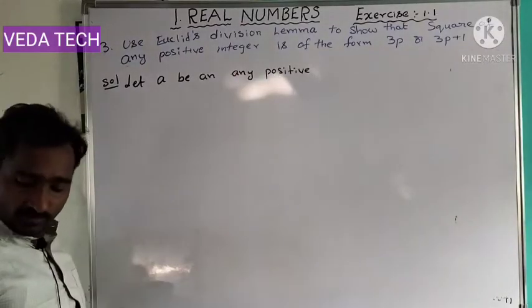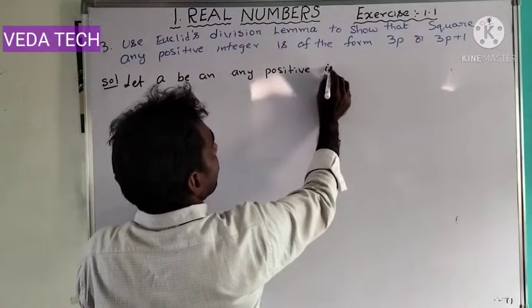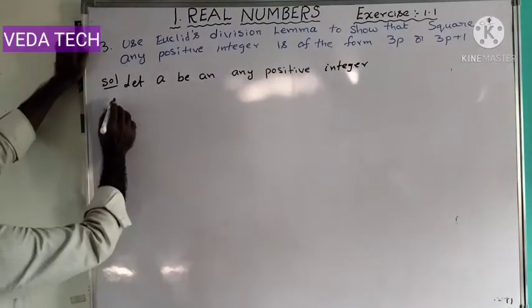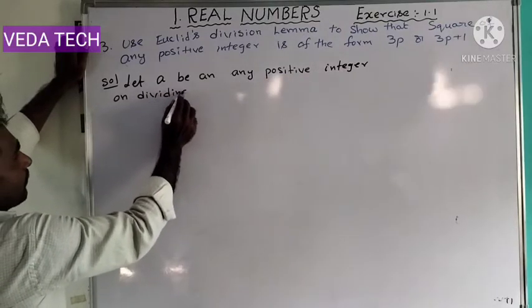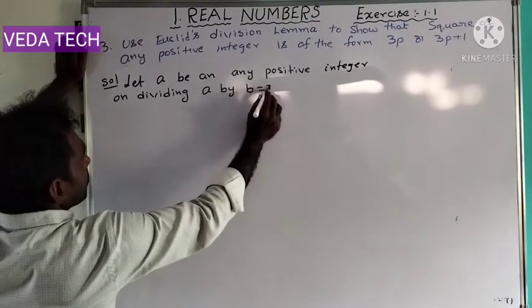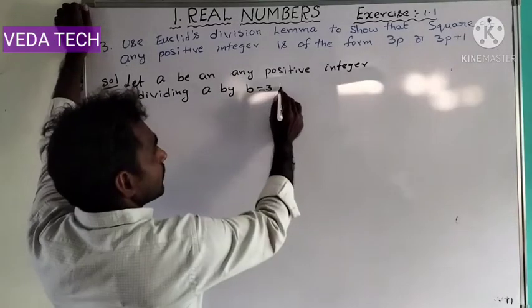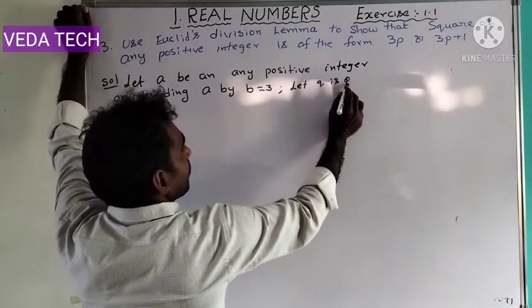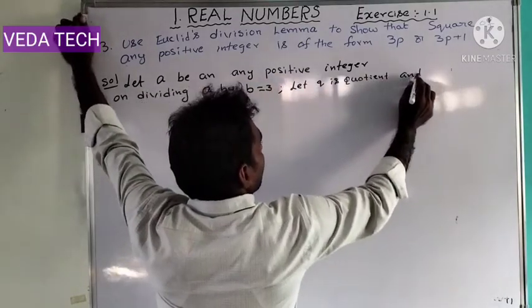Let a be any positive integer, and on dividing a by b, where b is equal to 3, let q be the quotient and r be the remainder.